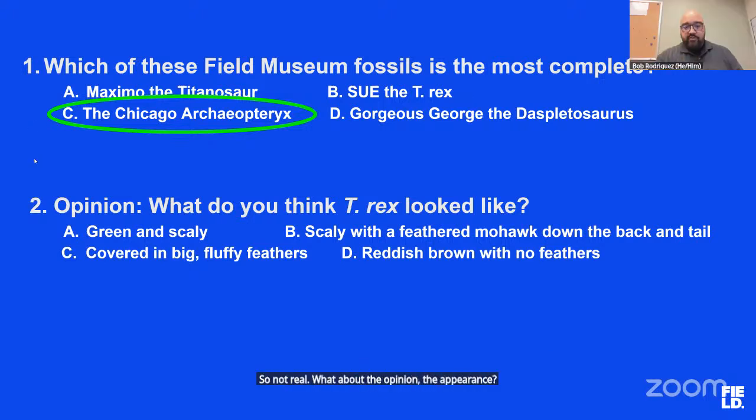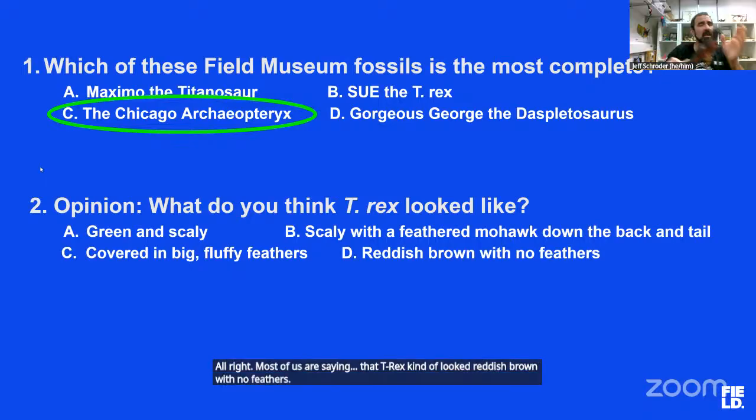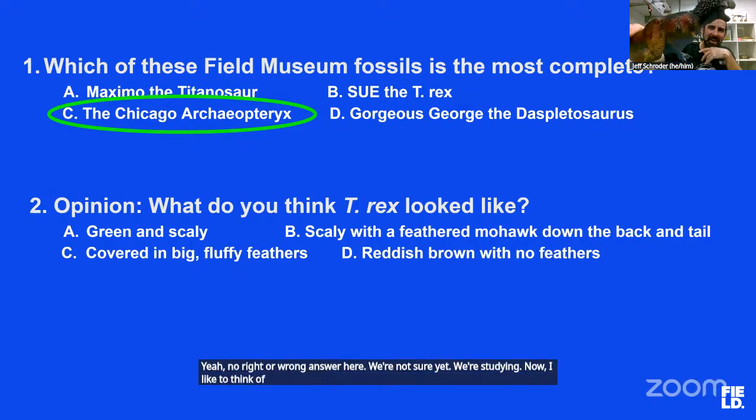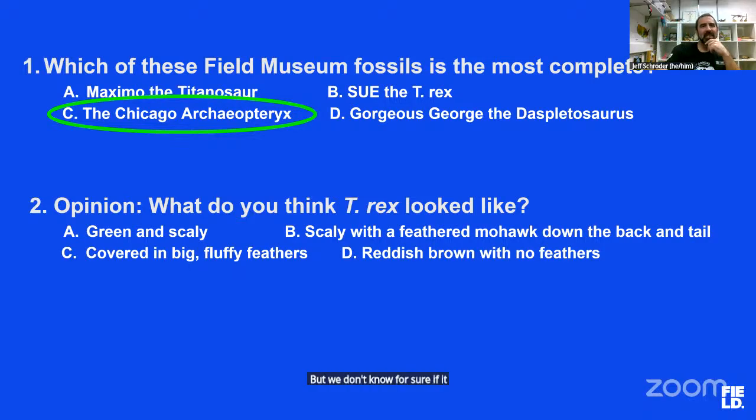What about the opinion, the appearance? All right, most of us are saying that T-Rex kind of looked reddish brown with no feathers. Yeah, no right or wrong answer here. We're not sure yet. That we're studying. Now, I like to think of that feathered mohawk on the back, but we don't know for sure if it had feathers or not. Haven't found that evidence. Good chance it might have, especially because of some of its relatives.